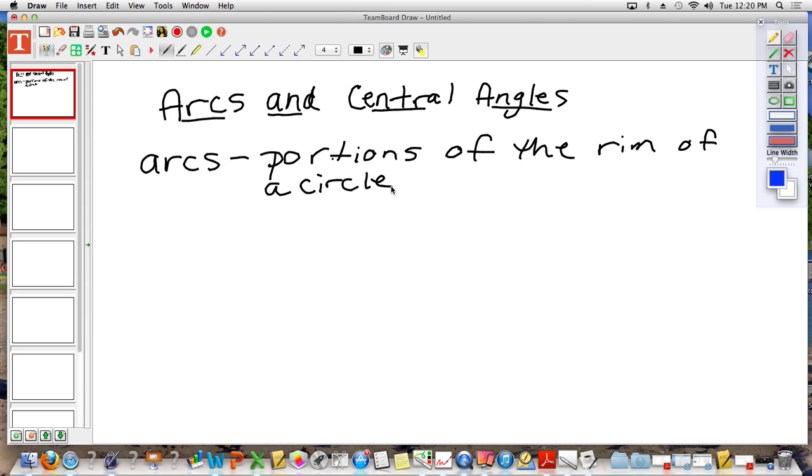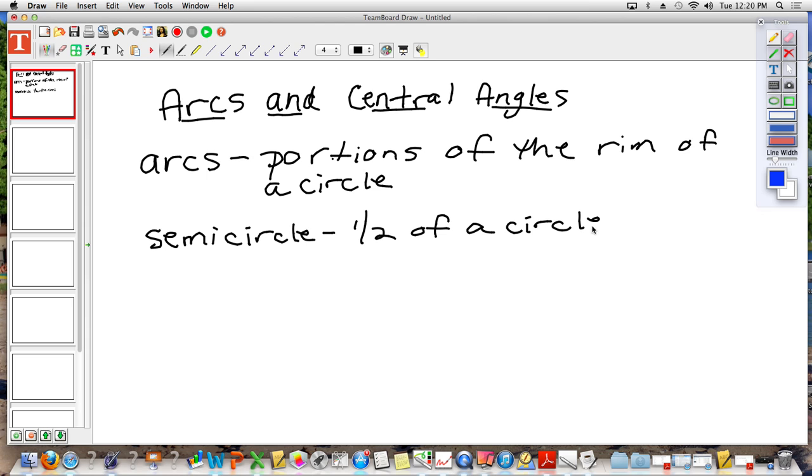There are 3 different kinds of arcs. The first of them being what we call a semicircle. What is a semicircle? Half. It's a half of a circle. It's exactly half of a circle. A semicircle is half of a circle. And it's an arc, by the way. Half of a circle, it's an arc. But there are 2 other kinds of arcs.